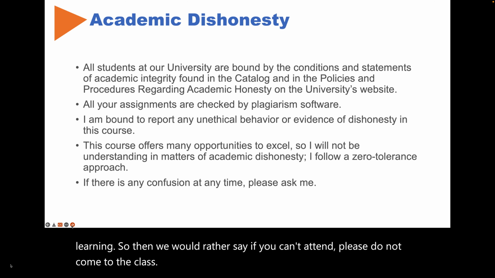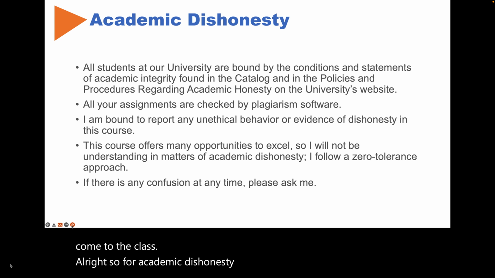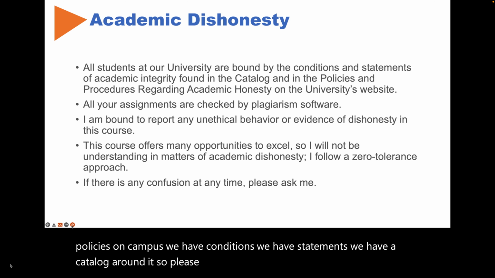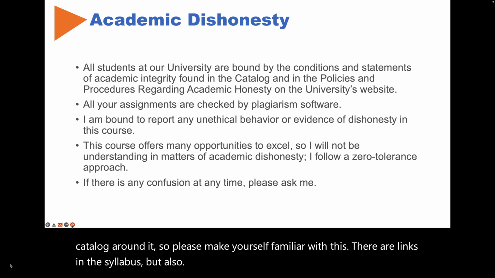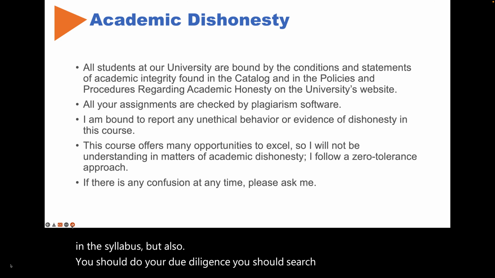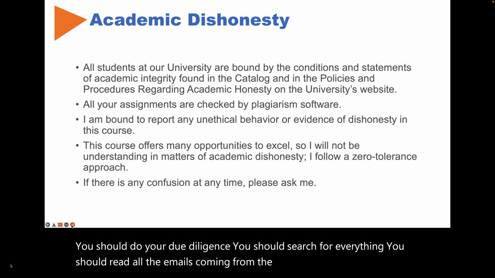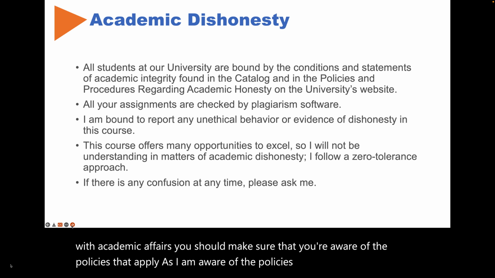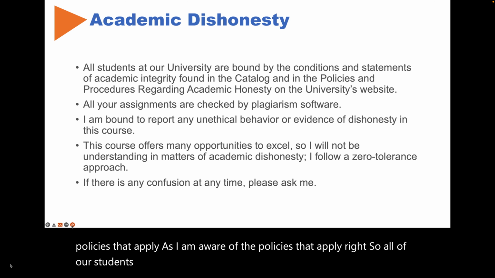All right, so for academic dishonesty, I've alluded to this already. We have policies on campus. We have conditions, we have statements, we have a catalog around it. So please make yourself familiar with this. There are links in the syllabus, but you should also do your due diligence. You should search for everything. You should read all the emails coming from the university. You should check with academic affairs. You should make sure that you're aware of the policies that apply, as I am aware of the policies that apply. All of our students at our university are bound by these conditions and statements found in the catalog and policies.